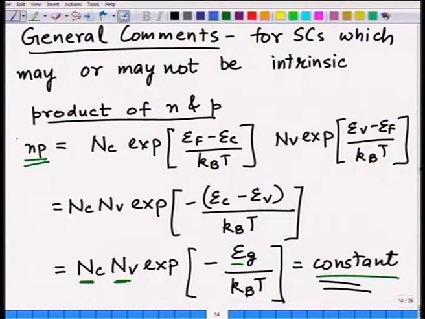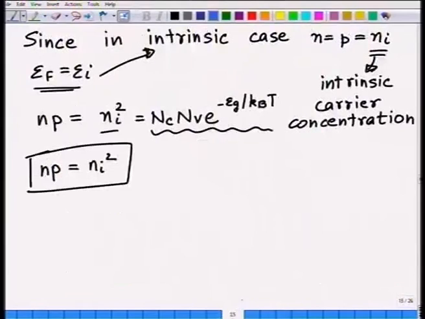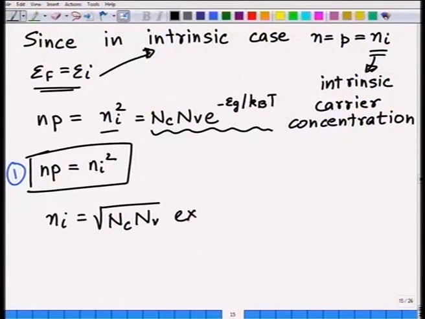Now, with this, I have two results. One result I have written here itself, result number 1: the general result is that product np is equal to ni squared, and I can now determine what intrinsic electron concentration is also. I can now write ni as square root of Nc Nv e to power minus Eg by 2kBT, sorry, as I determine ni.